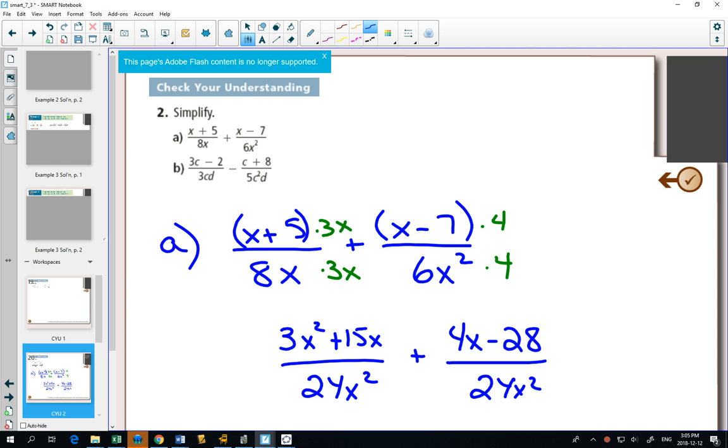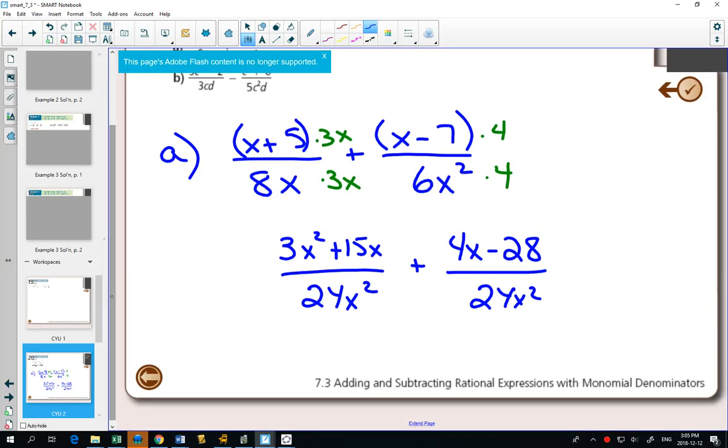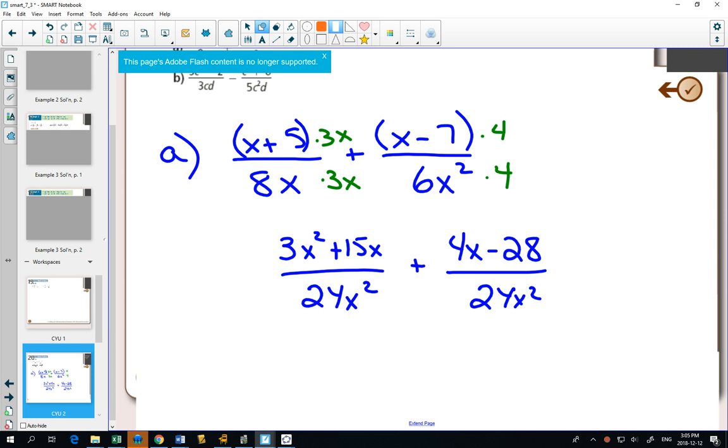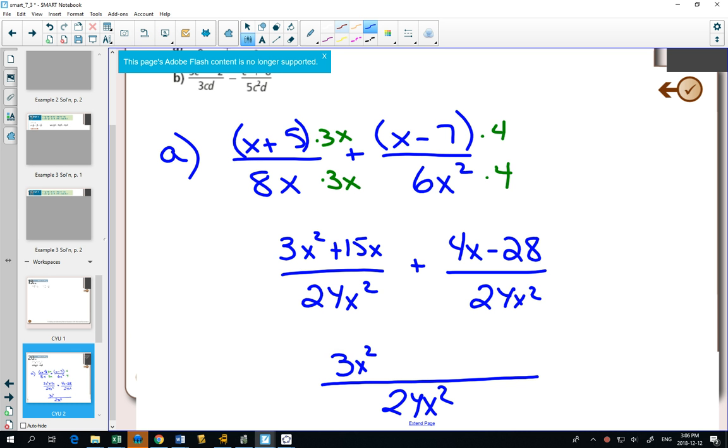When you had fractions, once you got the common denominator, what did you do next? You add the numerators. So when adding our numerators here, my denominator stays the same, 24x squared. I'm going to combine my like terms. I would have 3x squared plus 19x minus 28. Okay?